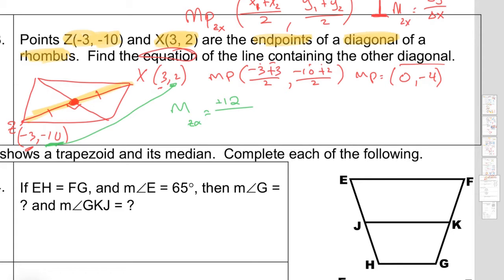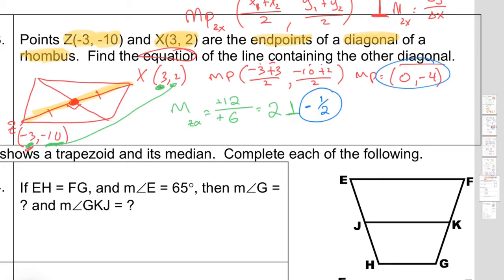Same for the x. How do I get from -3 to +3? Once again, I have to go through 0. So from -3 to 0, that's 3 units, and from 0 to 3, that's another 3 units, for a total of 6 units. And it was positive because we went from -3 to +3. And so we simplify, that gives me a slope of +2. Now, in order for my equation to be the other diagonal, it has to be perpendicular. So I don't want the slope of 2. I want the slope that's the opposite reciprocal. So the opposite reciprocal of 2 is -1/2.